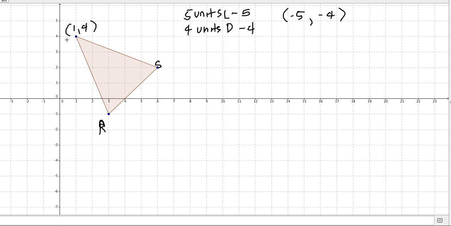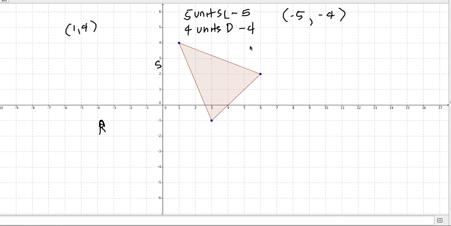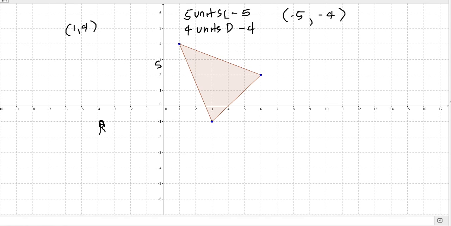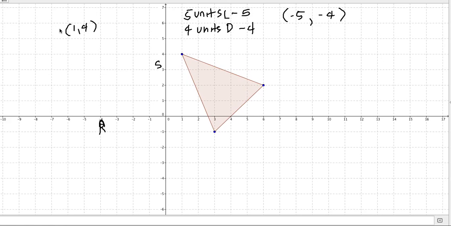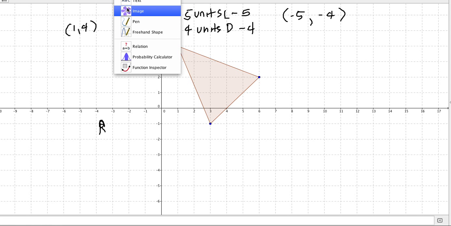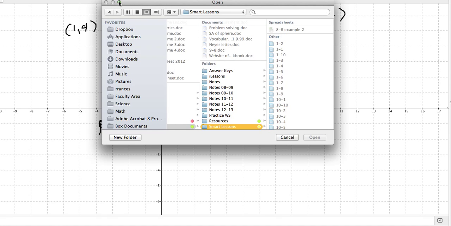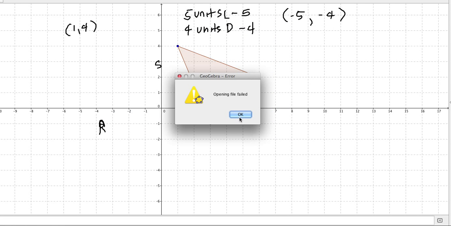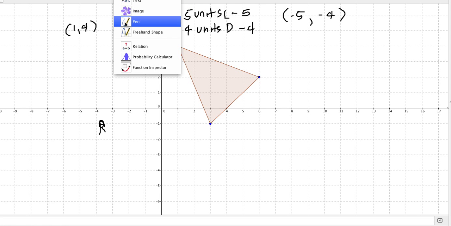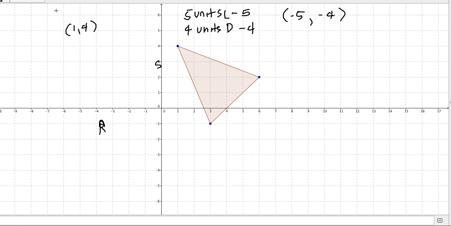So let's try that. 5 units to the left means 1, 2, 3, 4, 5. Oh, it's out of our screen, so we need to move everything over here. Okay, so you get the point.